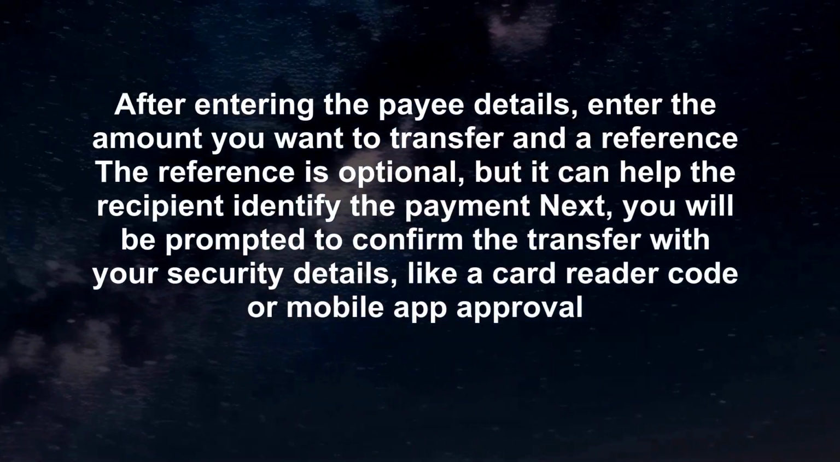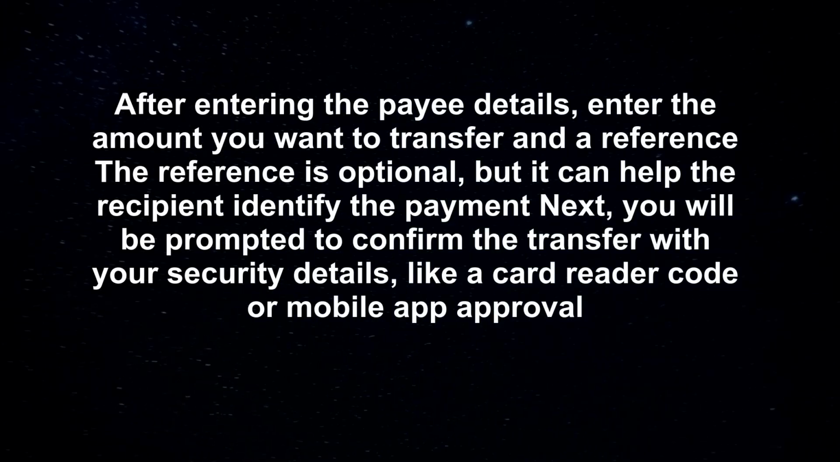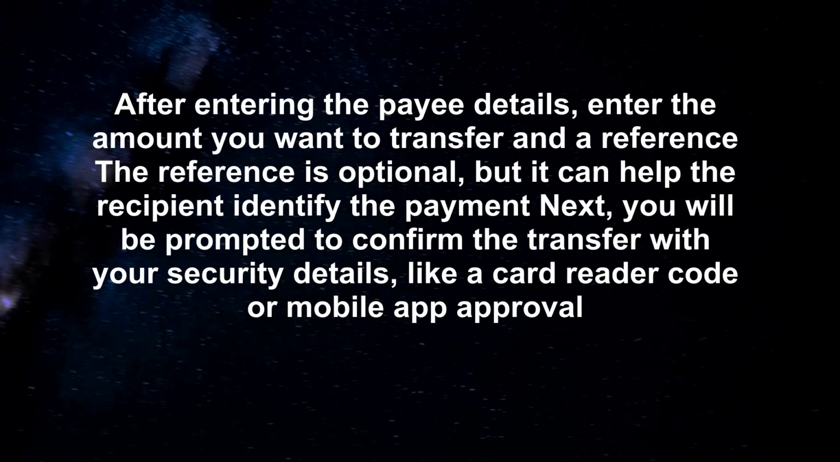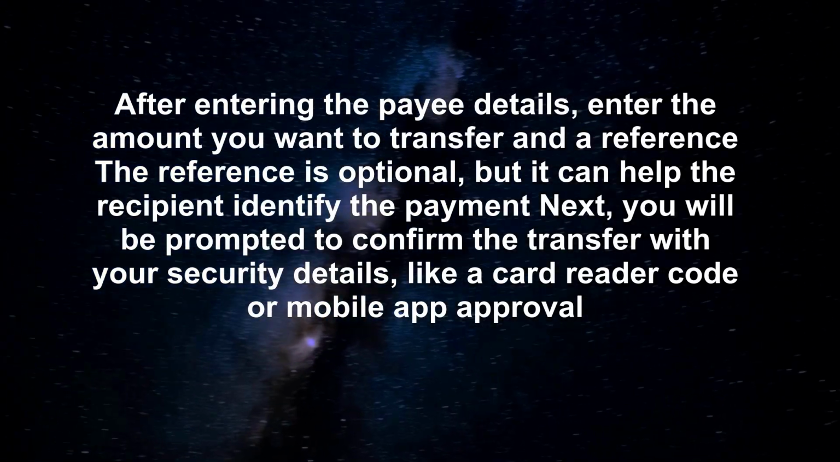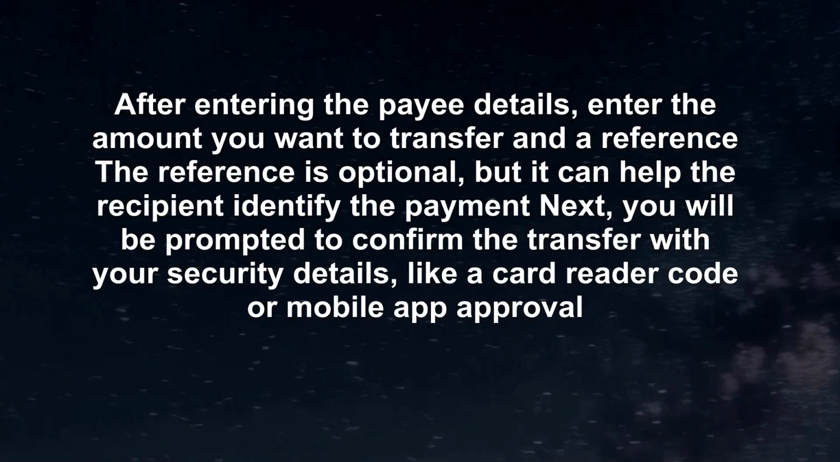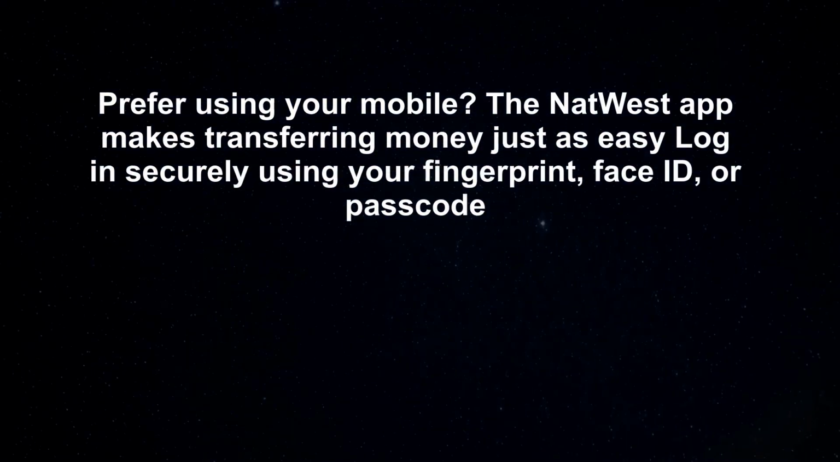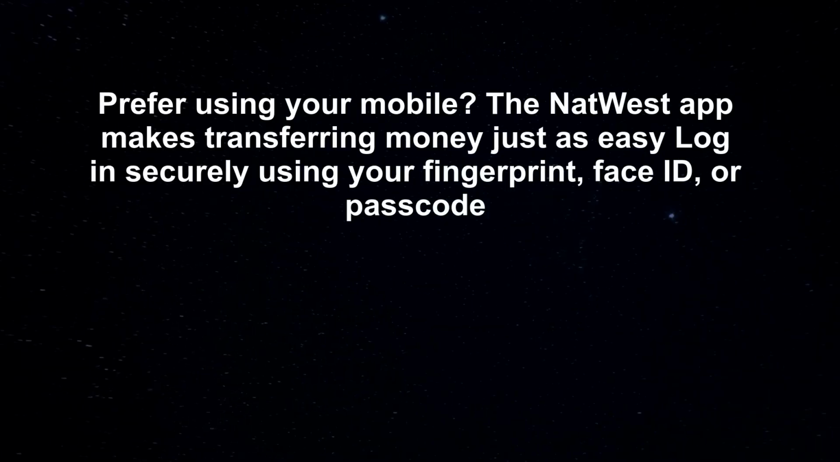After entering the payee details, enter the amount you want to transfer and a reference. The reference is optional, but it can help the recipient identify the payment. You will be prompted to confirm the transfer with your security details, like a card reader code or mobile app approval. Prefer using your mobile? The NatWest app makes transferring money just as easy.